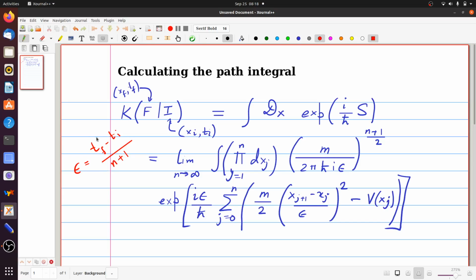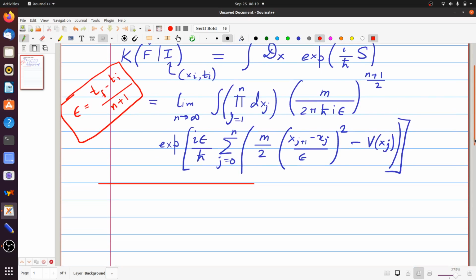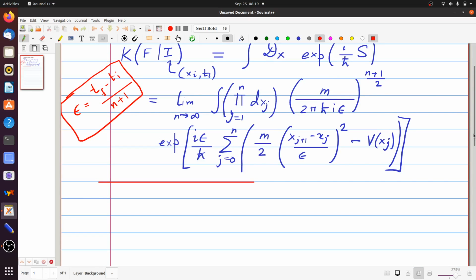So this really is a connection between n and epsilon, and when you take the limit as n goes to infinity, of course epsilon goes to 0 in such a way that epsilon times n plus 1 stays tf minus ti. So this is the procedure under which you have to take the limit. Now a direct calculation of the limit can be done only for very few cases. So this explicit formula for calculating the path integral can give you an explicit result only very rarely. But in the cases where it can, it's instructive to learn how to do this integral.